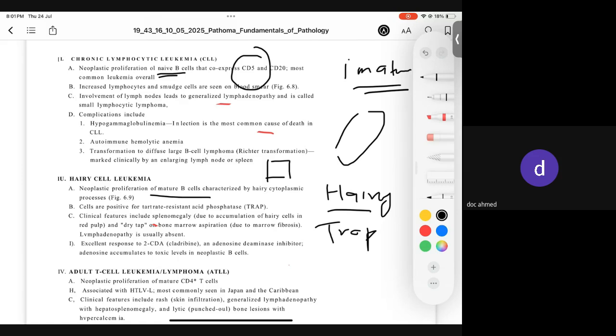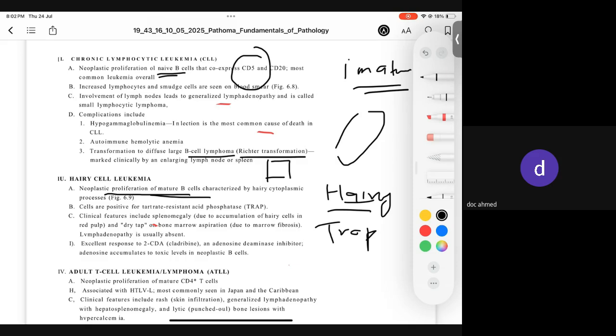Okay, so they can transform to diffuse large B cell lymphoma. We are going to discuss diffuse large B cell lymphoma, but not now. It's going to be our next topic, right? So there I'm going to tell you the Richter transformation. Okay, then we have hairy cell leukemia. For the hairy, I just told you mature people are hairy, right? So that's basically neoplastic proliferation of mature B cells, and they're going to have hairs on their surface, hairy cells. Really important. We are going to have hair-like processes coming out from the cytoplasm. Those cells are called hairy cells, right?